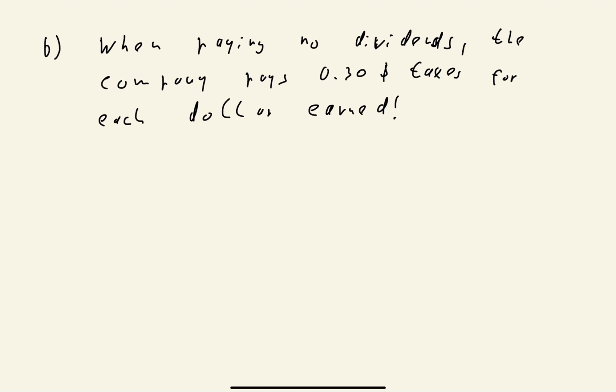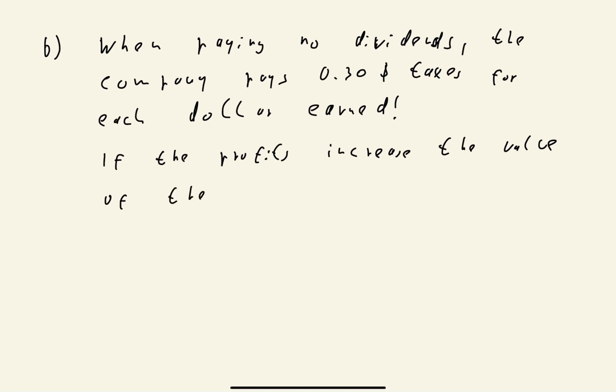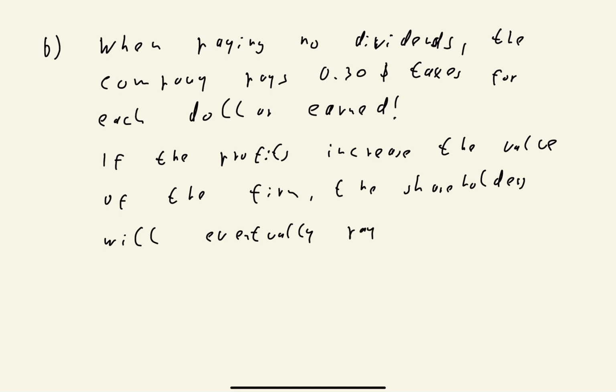Now, if the profits increase the value of the firm, the shareholder will eventually pay the capital gains tax, because once they sell their shares and they have increased in value, they would have to pay this capital gains tax. Eventually pay capital gains tax on the remaining 70 cents.